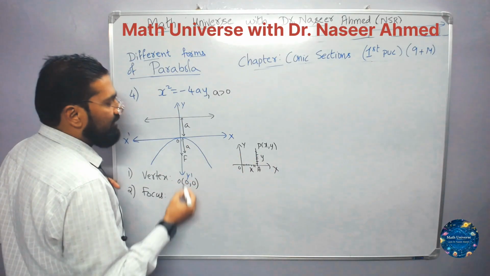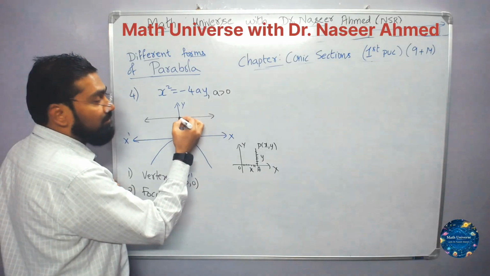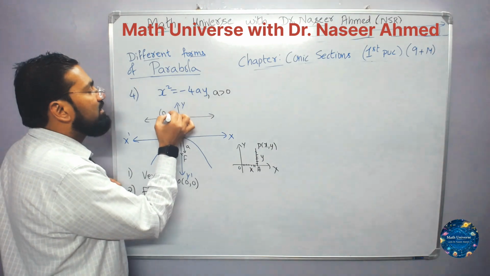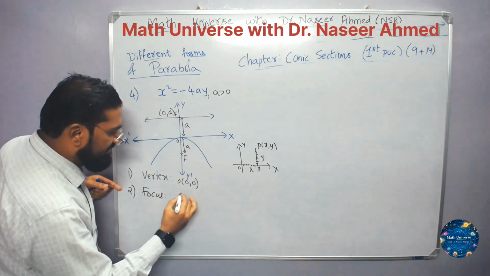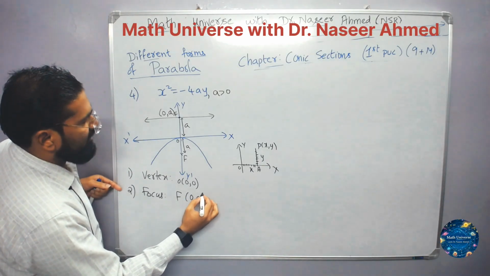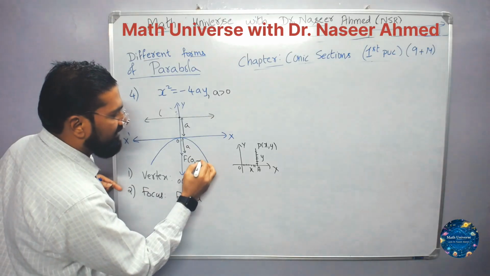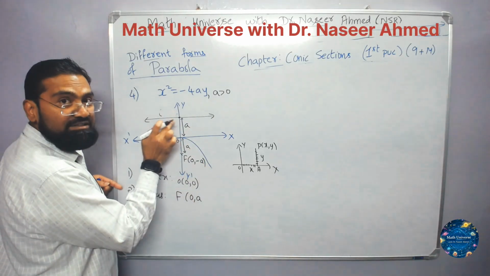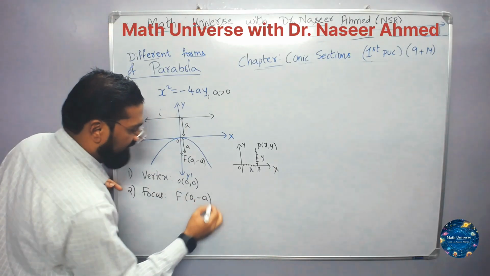The y coordinate is always what we look at here, vertical, and this is on the positive part of the y axis. So the x coordinate is 0, and the y coordinate is plus a. The focus is 0 comma minus a, inside the mouth. Sorry, this is actually the foot of the directrix, 0 comma minus a.